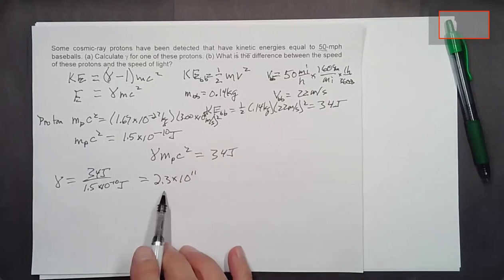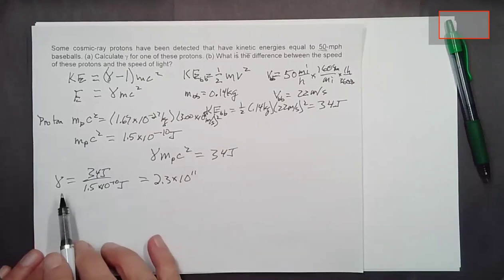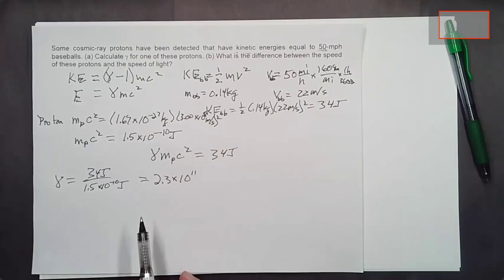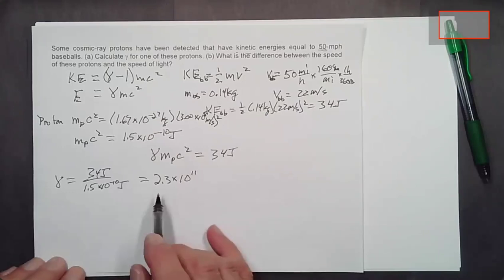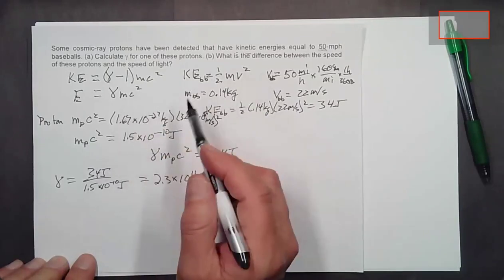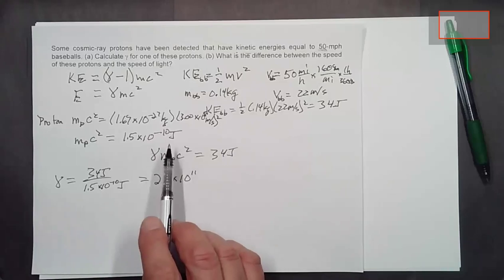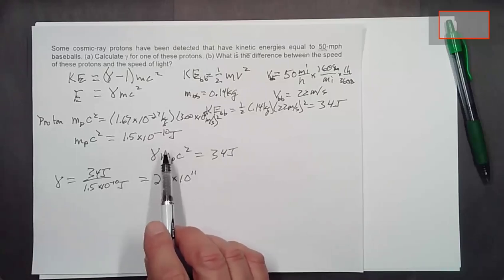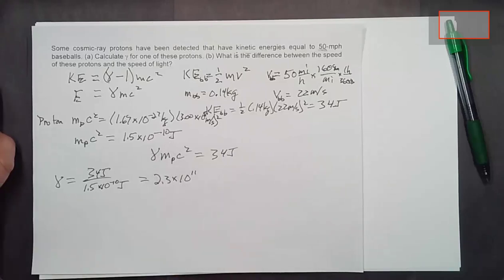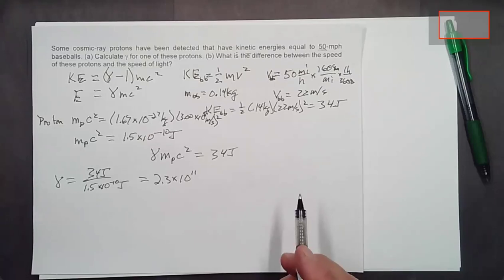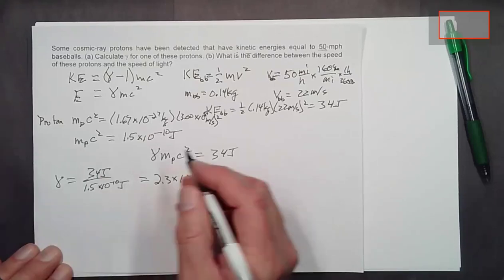Okay, with a number that big, there isn't any difference between gamma and gamma minus one, or not enough to matter. So we'll just figure that this is the total energy of the proton, because it's so much greater than the rest energy of it. So that's our gamma value.